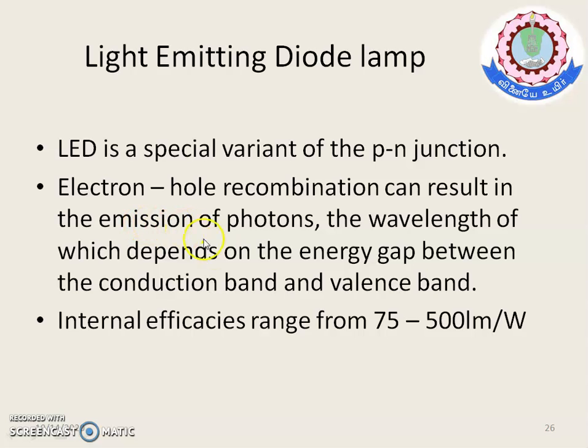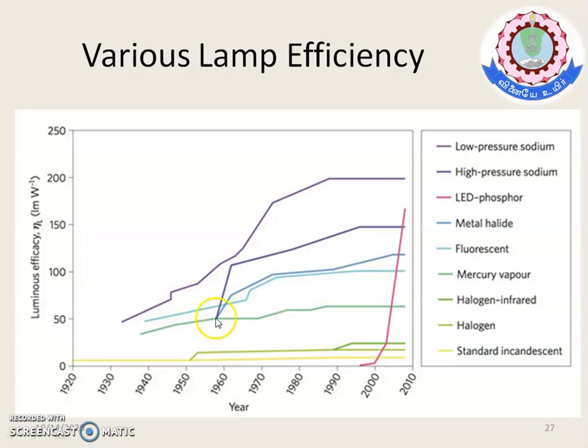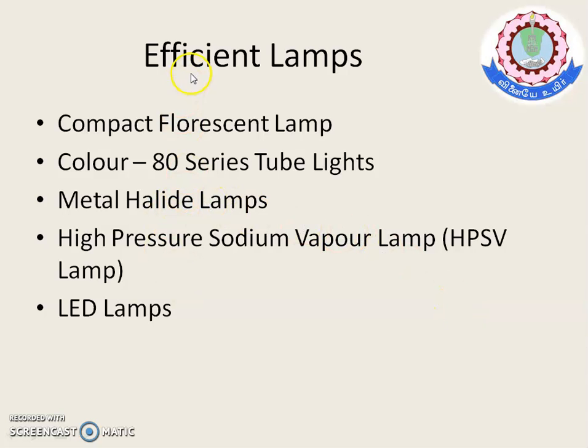And another one is the light emitting diode, whose internal efficacy ranges from 75 to 150 lumens per watt, so it has a high efficacy. And here you can see various light efficiencies. So we just go through the slides, which has a lower one, which has a higher one. You just check over this. And efficient lamps are compact fluorescent lamps, color of ET series tube lights, metal halide lamps, high pressure sodium vapor lamp, and LED lamp. These are the feasible lamps.